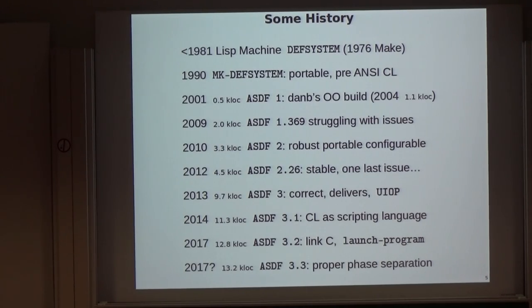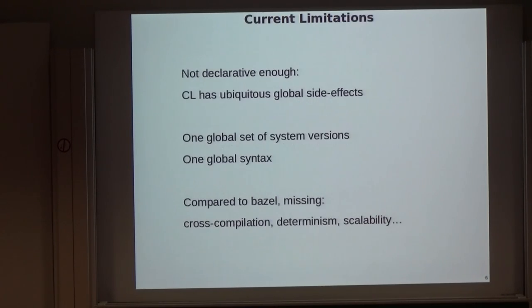Some history: the origins go back before 81. I don't know when exactly the system was built, but the Great Wall has traces of it already. ASDF 1 was half a kilobyte of code, and it worked. And the current ASDF 3.3 is 13.2 kilolines of code. And just the last feature I added, proper phase separation, added about the same size of code as the original ASDF 1. And actually, if you look at the diff, it's like 5 times that. So just adding this little feature, proper phase separation, is in some sense more work than the original code. In another sense, it's not more work because the genius is always the initial thing, but in another sense, it's more effort at least. Current limitations of ASDF is that it's not declarative enough.